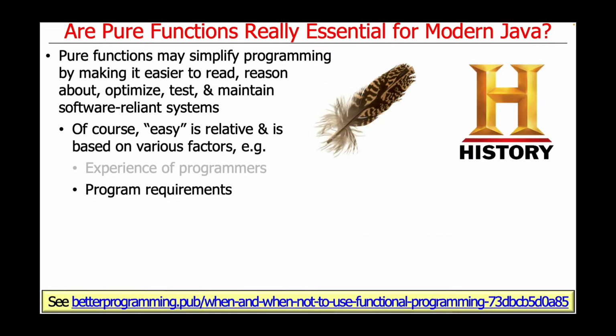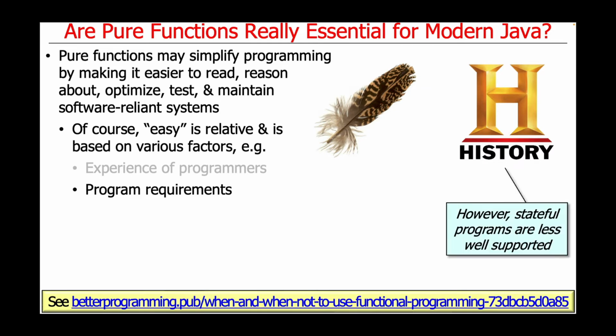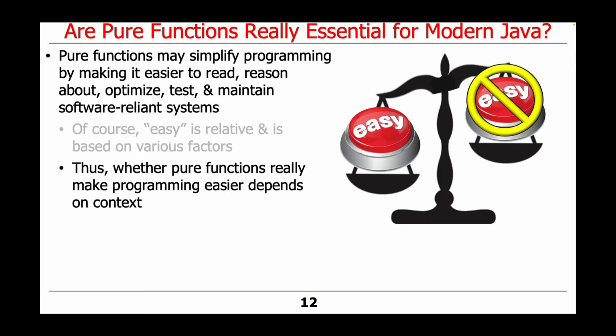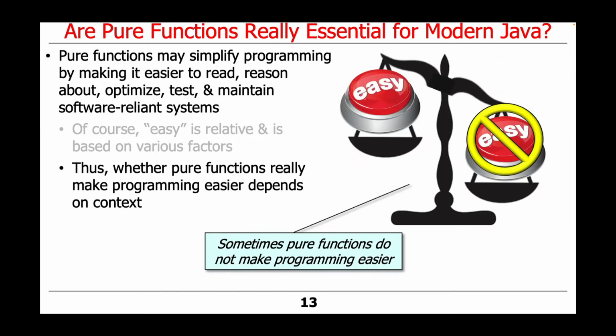Program requirements are another factor that determines whether or not the use of pure functions is easy. In particular, programs with stateless computations are typically well supported by using pure functions. However, programs that require stateful computations are typically less well supported, since they need to maintain the history of stateful computations over time. Therefore, whether pure functions really make programming easier depends on context. Sometimes pure functions make programming easier, whereas other times they don't.